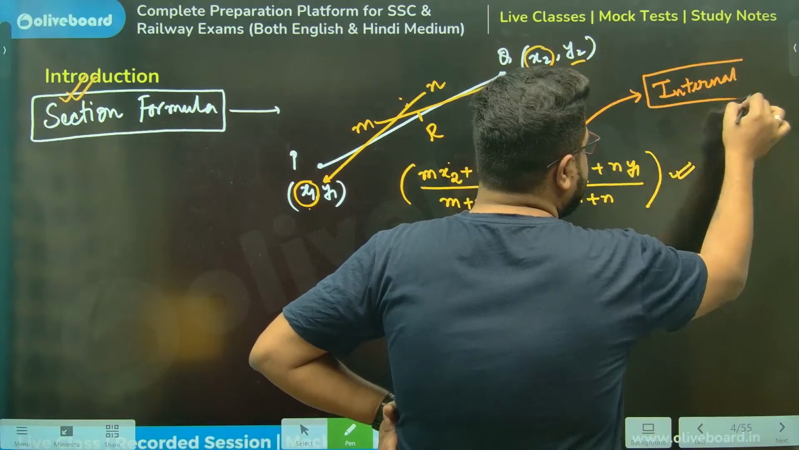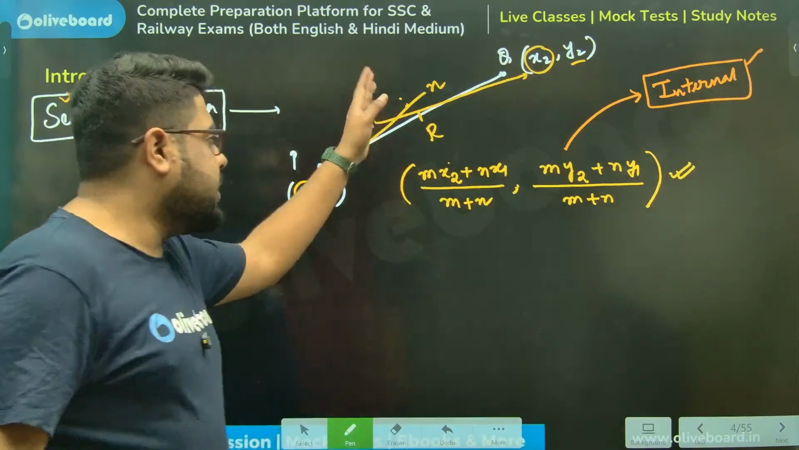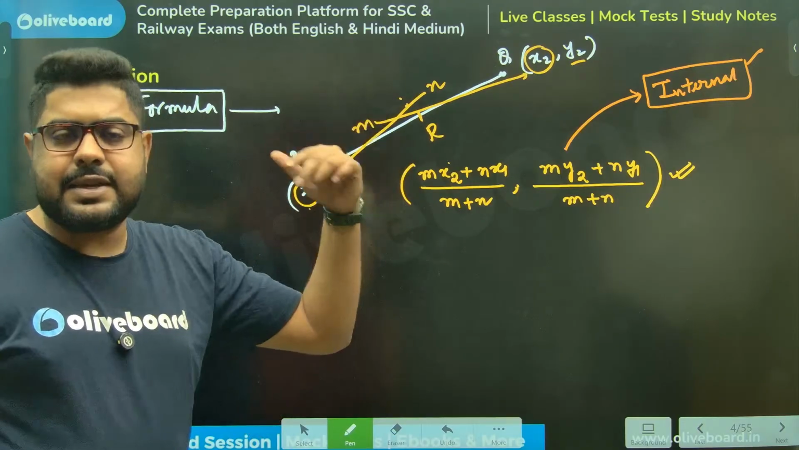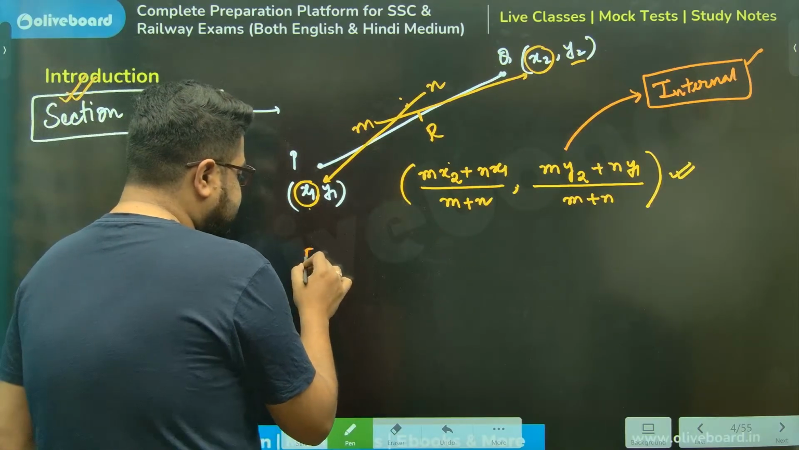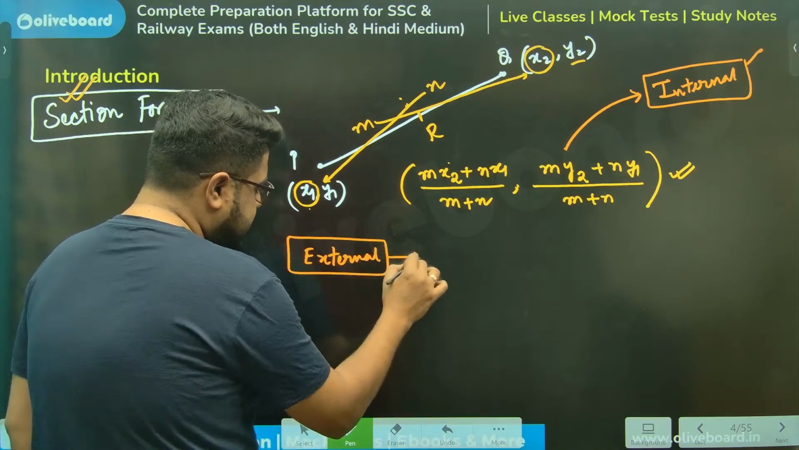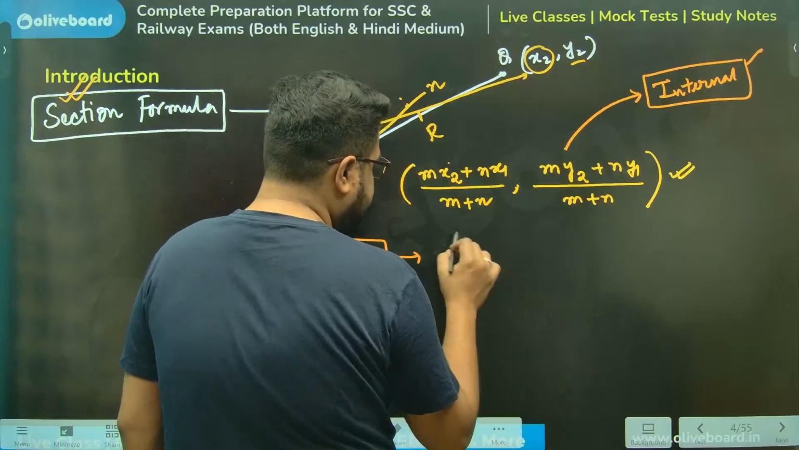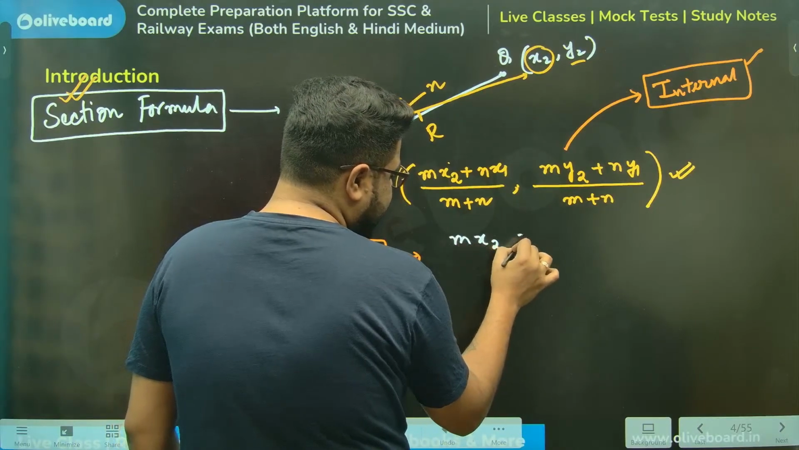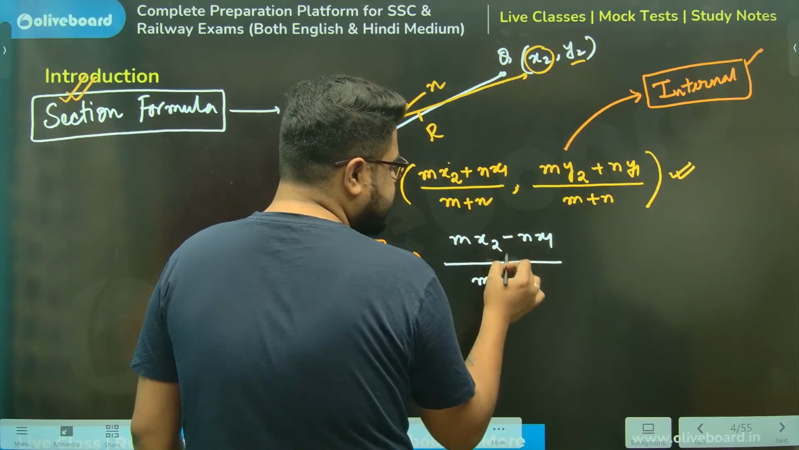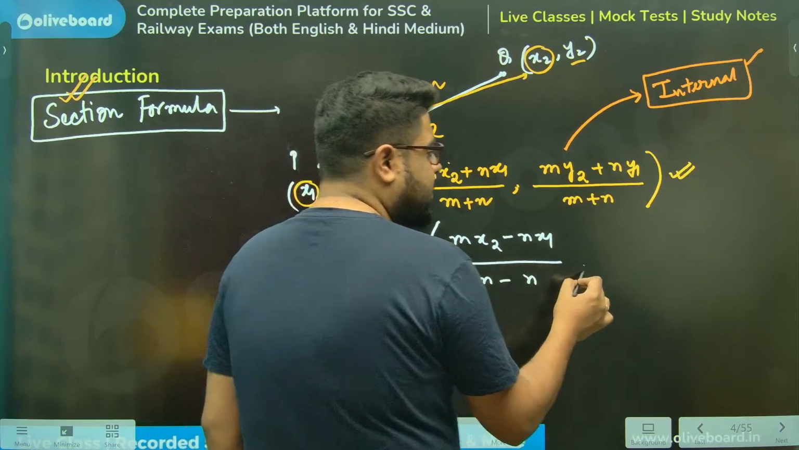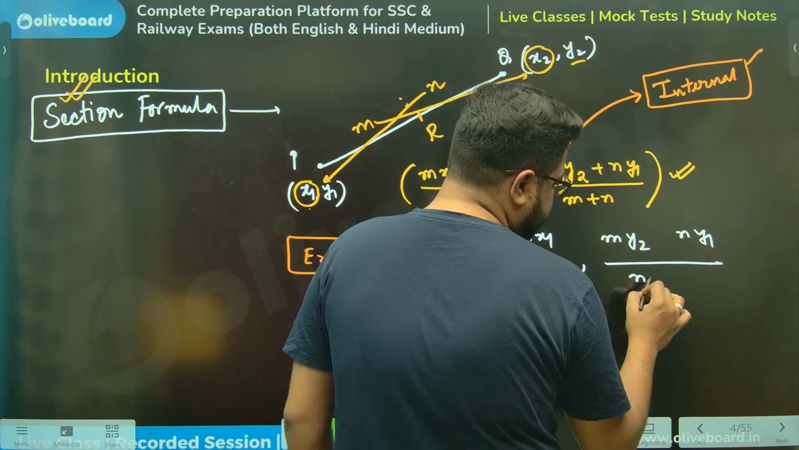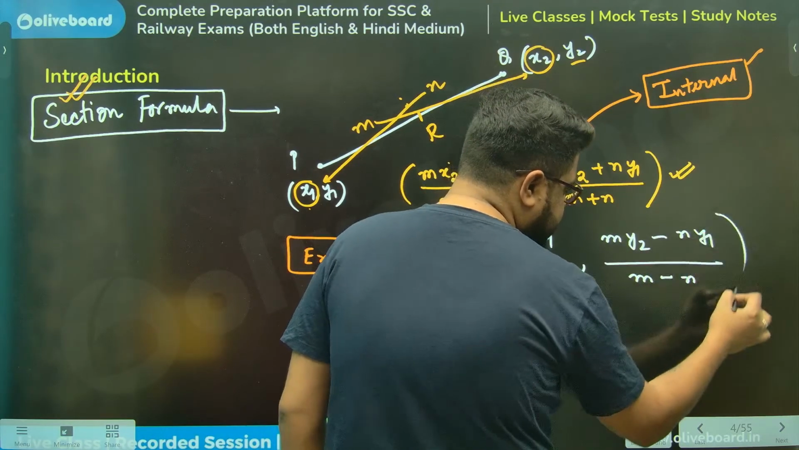This is for internal sections, meaning R is in between P and Q. For external sections, let me at least keep it in your knowledge. Everything will remain the same: mx2, nx1, over m and n, but instead of plus, it will be just minus. And for y, my2, ny1, over m and n, instead of plus, you just put minus. That's the only change.